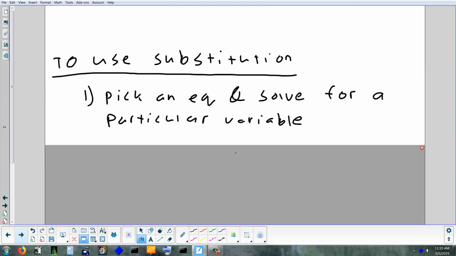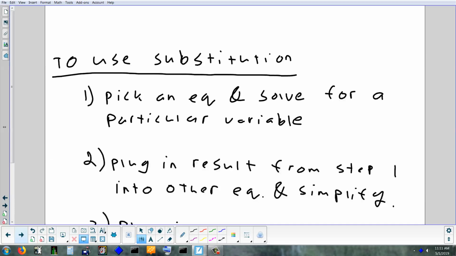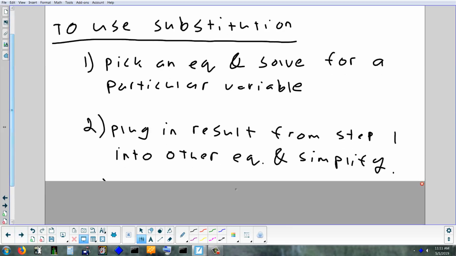So pick an equation, make that decision, and then look at the equation and pick a letter that you want to get by itself. Once you do that, you're going to take what you got by itself in the first step and plug it in for that variable in the other equation. So you're going to rearrange the first equation, and whatever you rearrange, you're going to use that and plug it into the second equation.